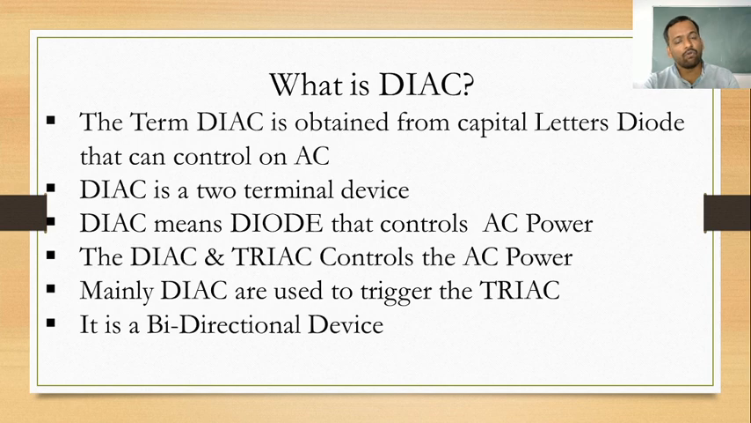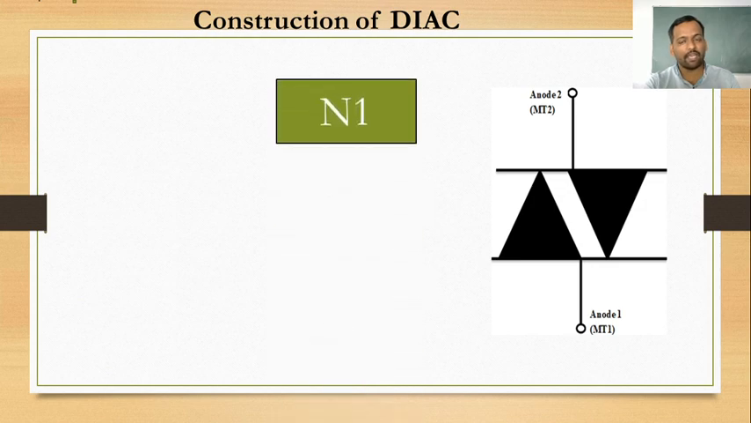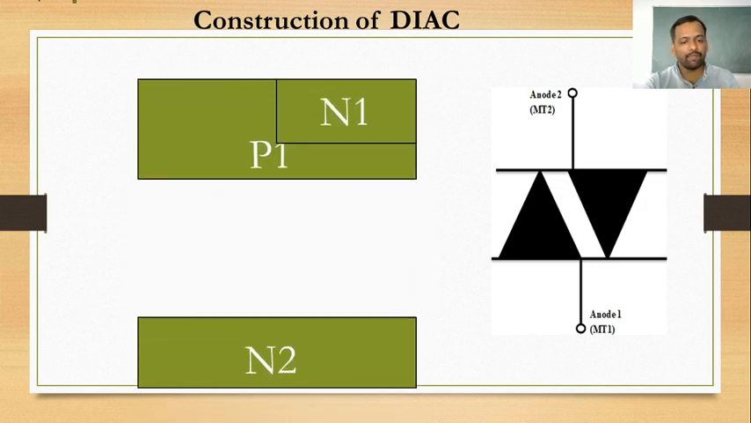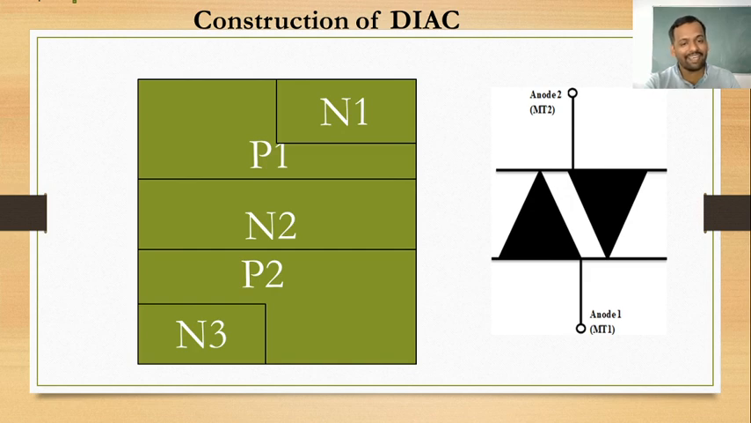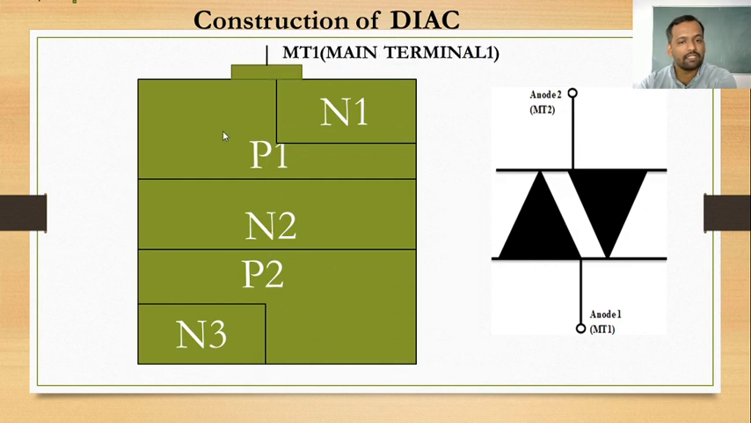Now, first we see the construction of the DIAC. As already told, it is a five-layer device having layers N1, P1, N2, P2 and N3. That is, it has 3 N layers and 2 P layers. If we observe, it has two terminals, main terminal 1 and main terminal 2.